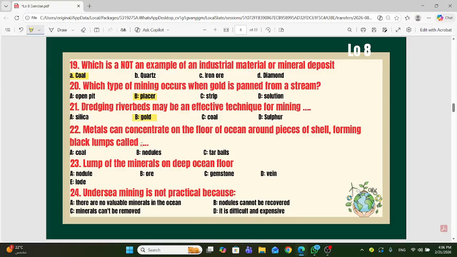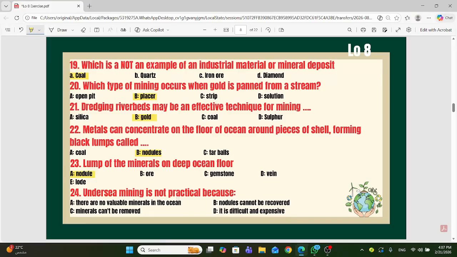طيب metals can concentrate on the floor of ocean around pieces of shell forming black lumps called coal ولا nodules ولا tadpoles؟ لا nodules. A lump of minerals on deep ocean floor. Nodule. A lump of minerals on deep ocean floor is nodule.